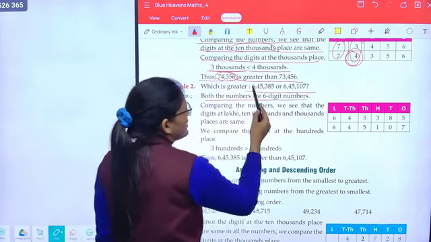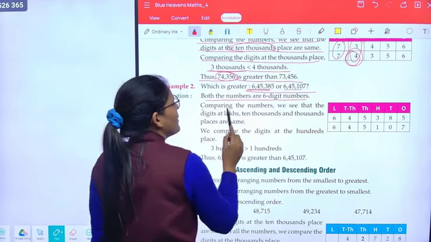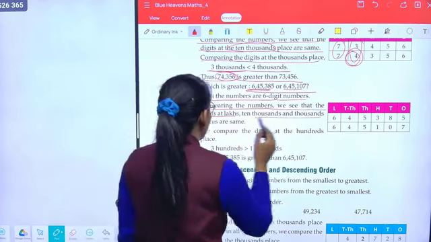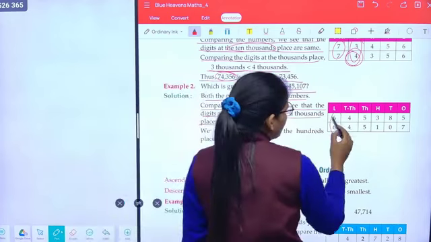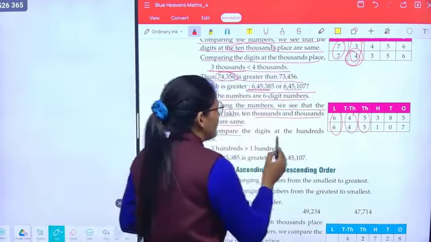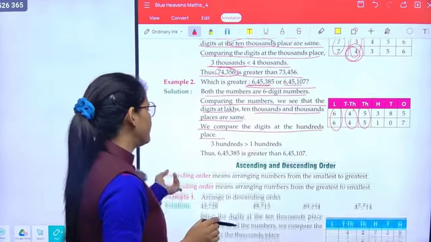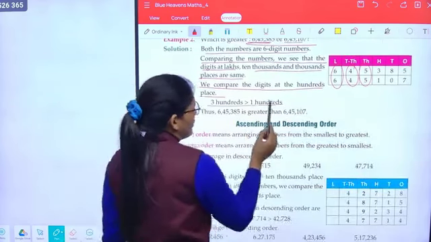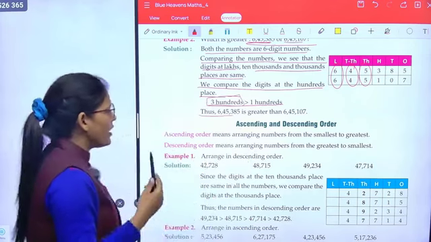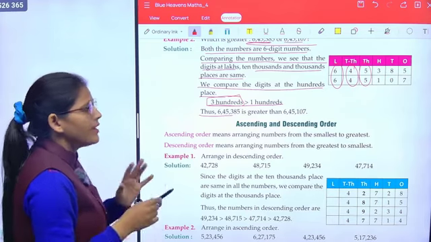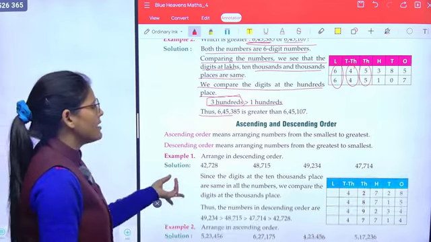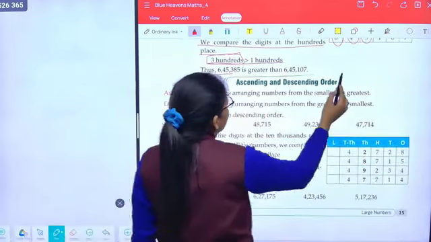Now which is greater? Both the numbers are 6 digits. इसके पास भी 6 digits हैं, इसके पास भी. Now compare the numbers. We see that the digits at lakh, 10,000 and 1,000 place are the same. देखिए 6, 4, 5. अब क्या ये same है? So we compare the digit at the hundreds place. Okay. 300 and 100. So 300 is bigger. Thus 6,45,385 is greater than 6,45,107. Understand class?